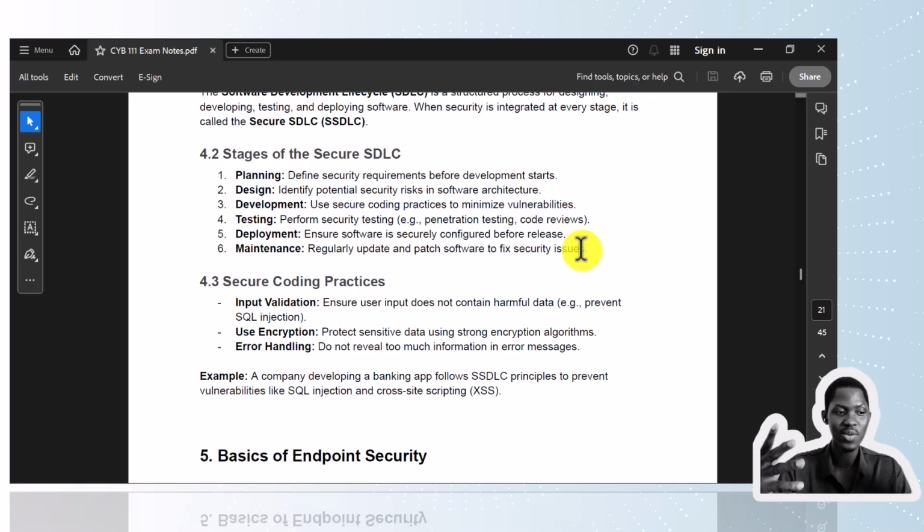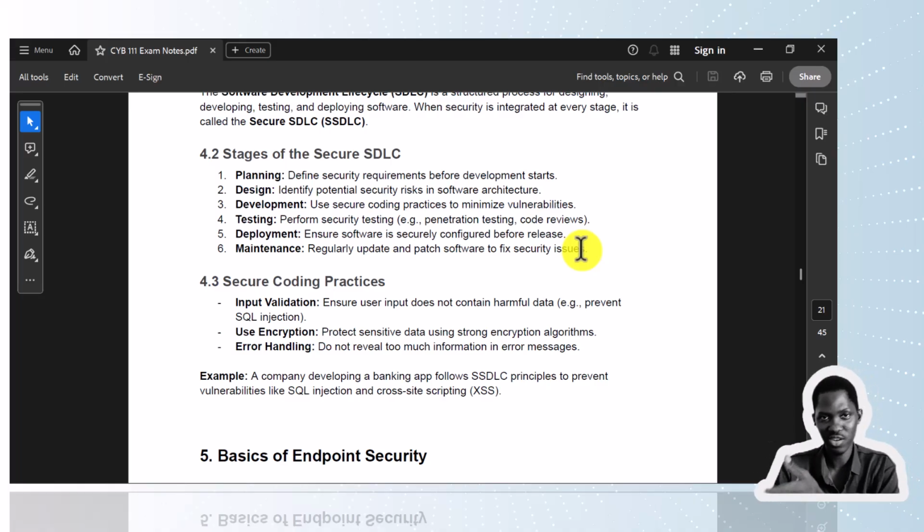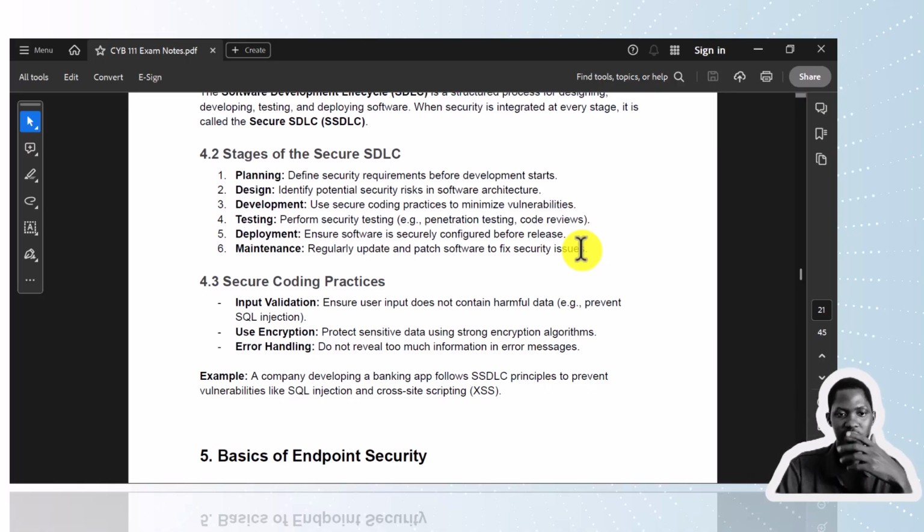Sometimes when you go to a website and something is wrong, you just see "server error." They will not give you any information about what happened. It's just server error that you will see. So that's an example of good secure coding practice in error handling. An example: a company developing a banking app follows the secure software development lifecycle principles to prevent vulnerabilities like SQL injection and cross-site scripting attacks. These are vulnerabilities that can lead to an attacker exploiting them.